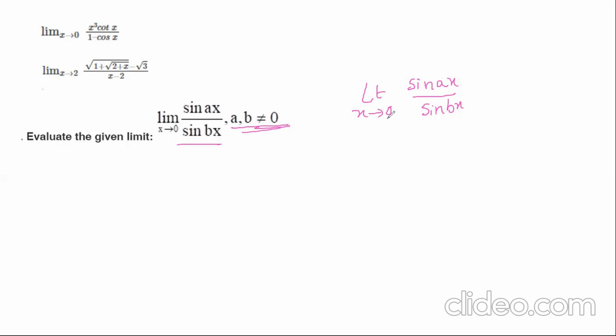Very good. Now if you put x is 0, what happens? Then sin 0 by sin 0, and sin 0 is 0. 0 by 0 form you are getting. So what you have to do at that time?